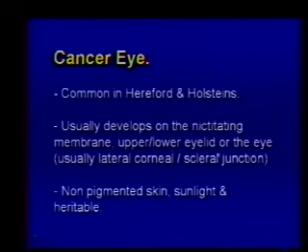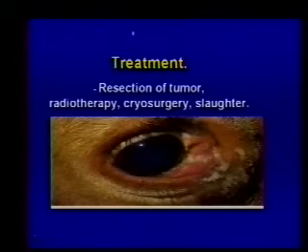Also the upper and lower eyelid of the eye. Usually at the lateral corneal scleral junction. You usually see it in the corneal scleral junction, in non-pigmented skin due to sunlight, and it may be heritable. And this is the eye of a cow. This is the third eyelid, and you see the tumor. This is a squamous cell carcinoma. You see a secondary infection.